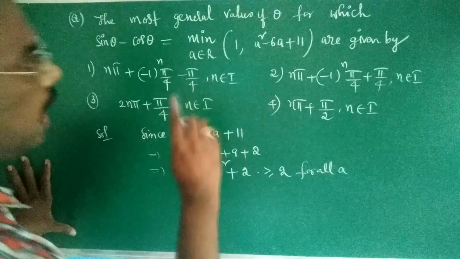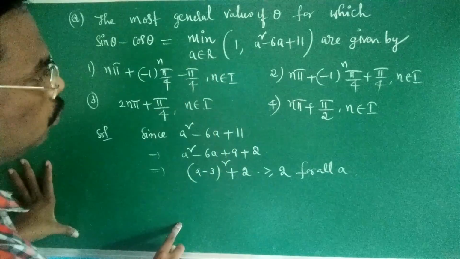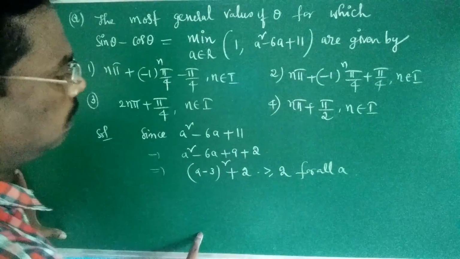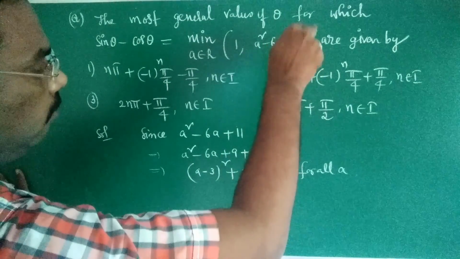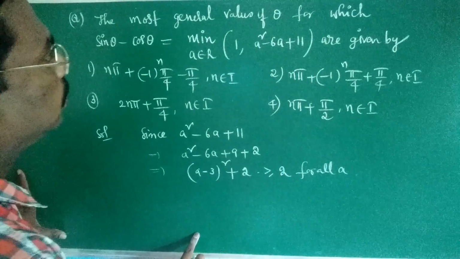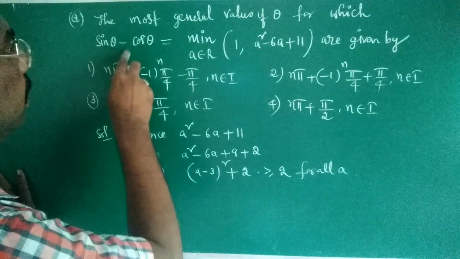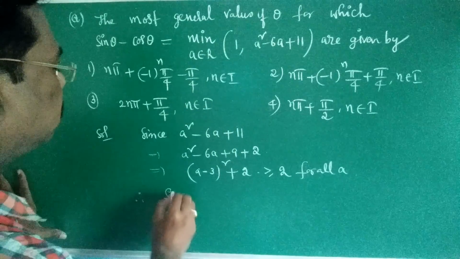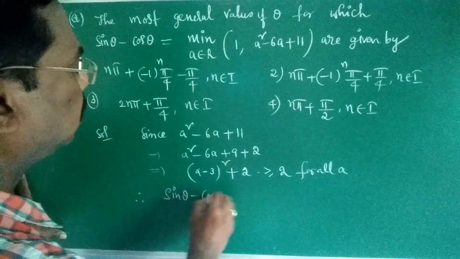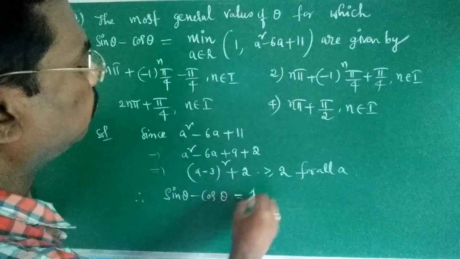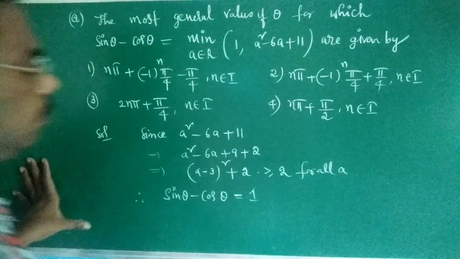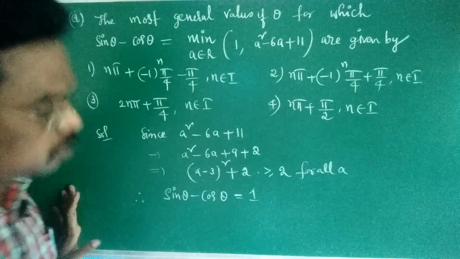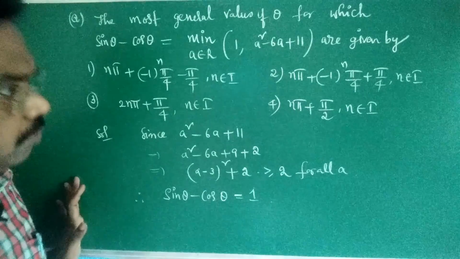Now the minimum of 1 or a² - 6a + 11: this value is always greater than or equal to 2. Therefore, the minimum value of sin θ - cos θ is equal to 1. Therefore, sin θ - cos θ = 1. Now here, dividing both sides by root 2.